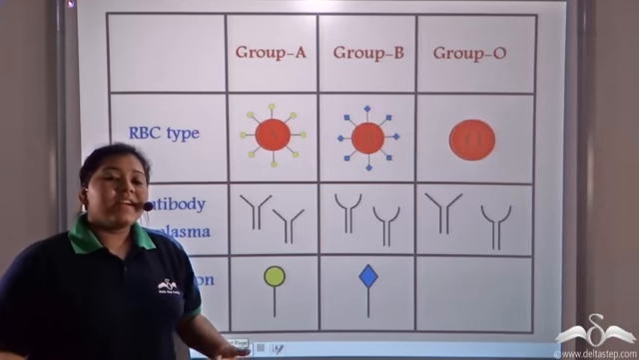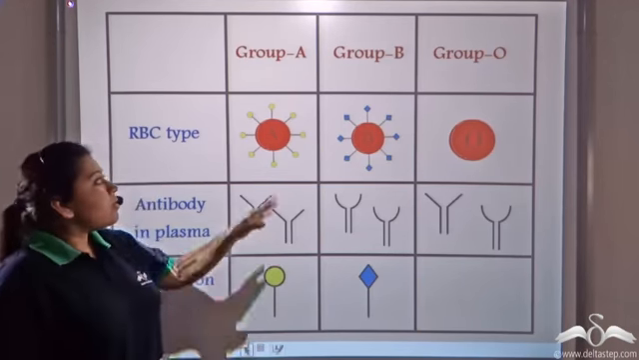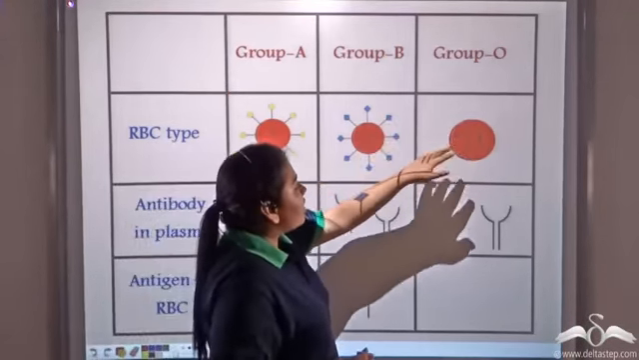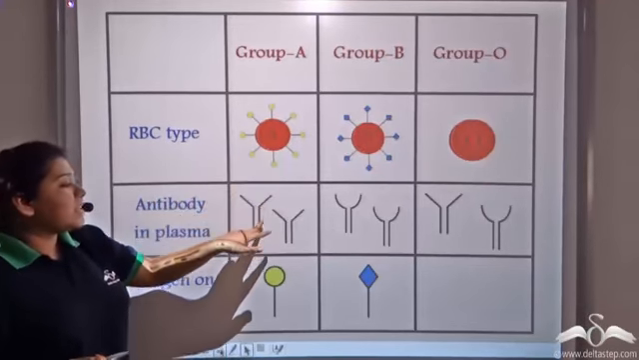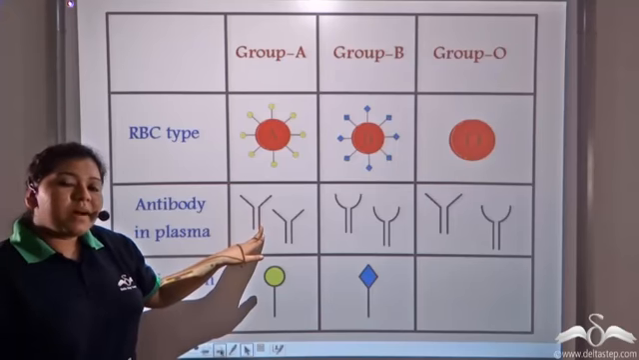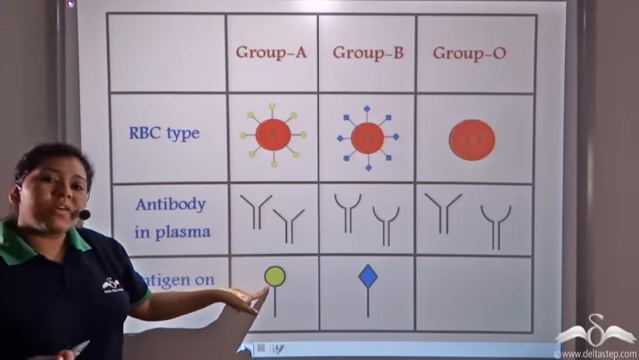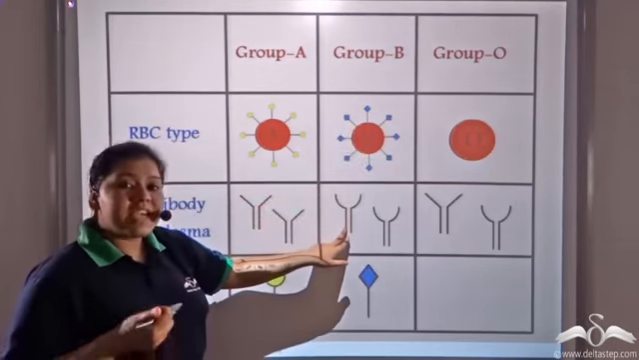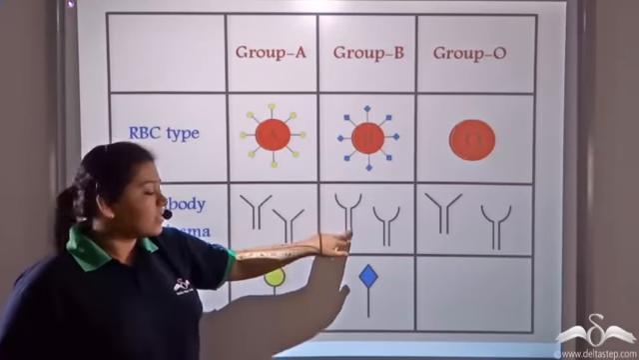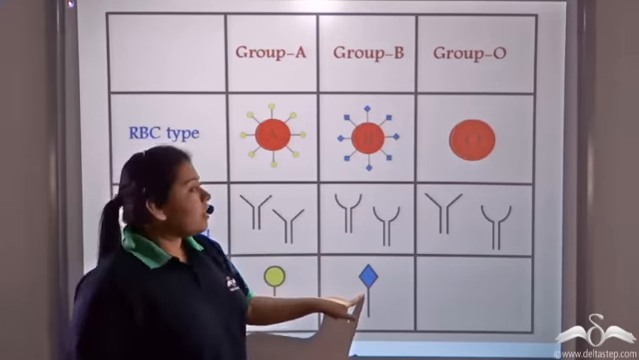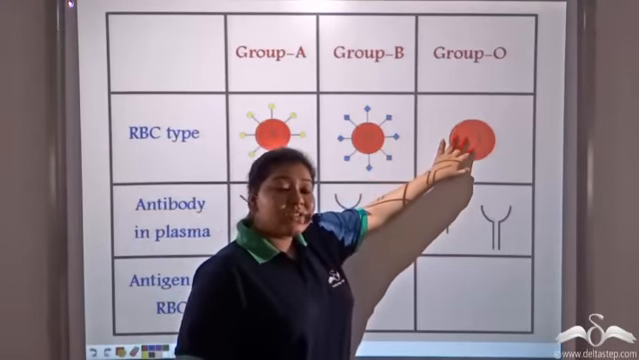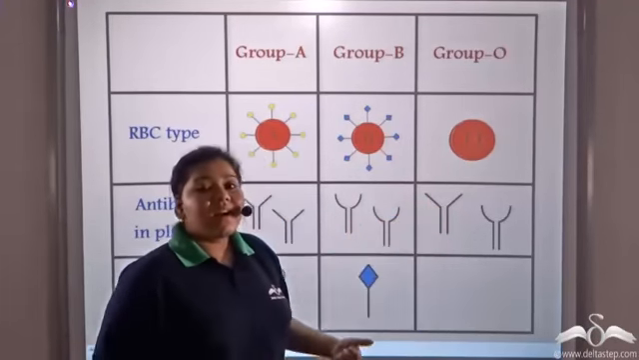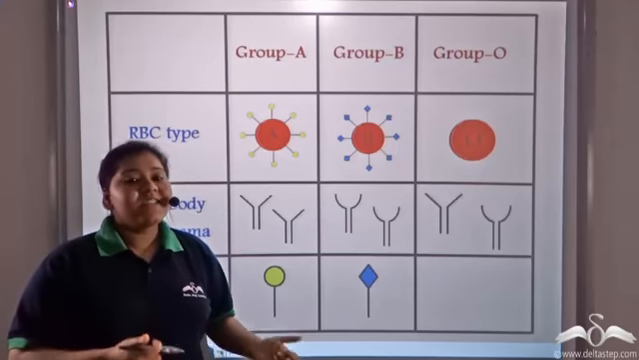So Landsteiner came up with 3 blood groups: blood group A, blood group B, and blood group O. Blood group A has antibodies against blood group B, but it has A antigens on its surface. Blood group B has antibodies against A blood group, but has antigens of B type. But blood group O does not have any surface antigens, but it has antibodies against both blood group A and blood group B.